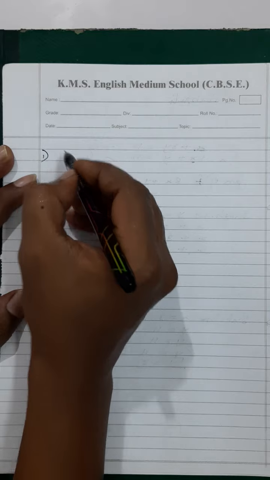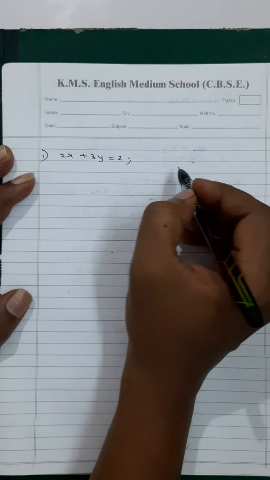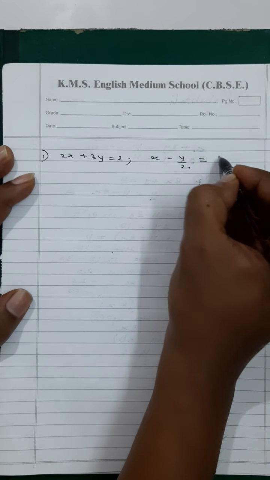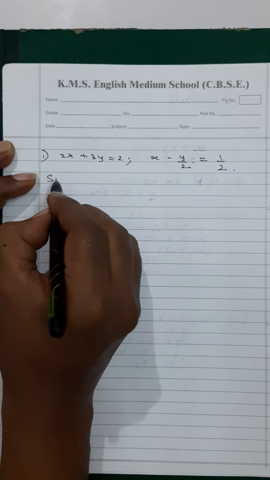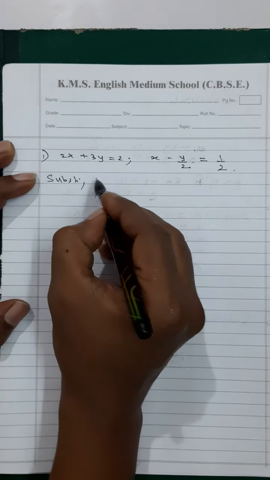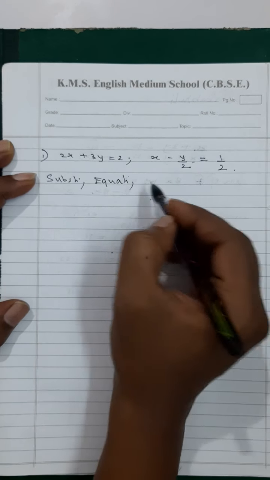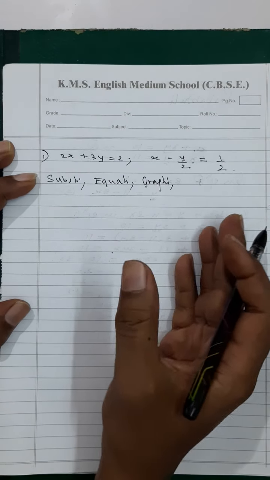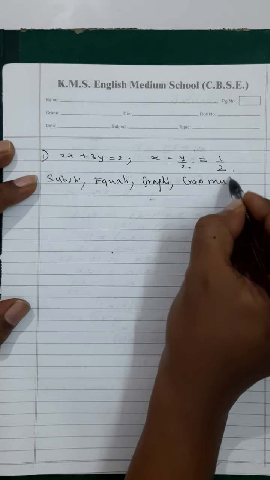So 2x plus 3y is equal to 2, and x minus y upon 2 is equal to half. This question you do by all the 4 methods: substitution method, equating coefficient method, graphical method. Those who don't have graph paper, for them also, I have showed you what to do. And cross multiplication or Cramer's rule method. Okay, fine, my dear students.